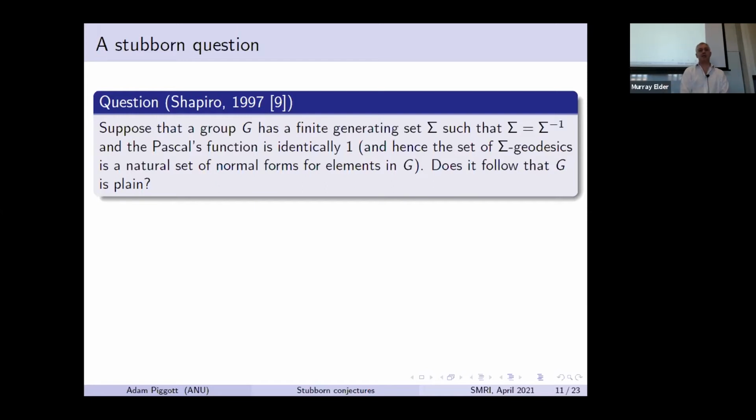Yes, it's so. The title of the talk was Stubborn Conjectures, but Shapiro posed this as a question, and I would say by now, I'm going to call it a conjecture. I don't know if I get to call things conjectures, if you know what I mean, but yeah, there's the strong suspicion.